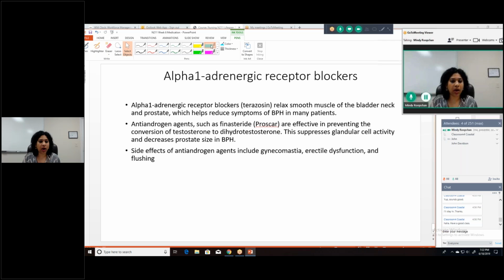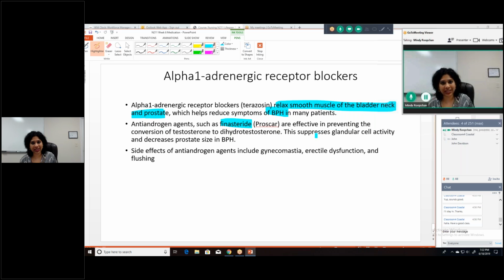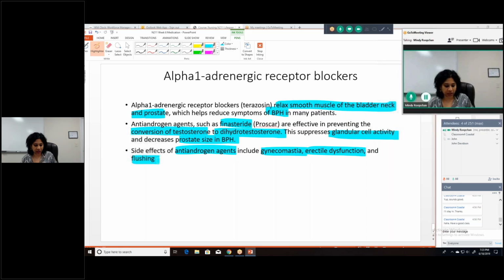And then we have alpha-1 adrenergic receptor blockers. So terazosin, for example, relaxes smooth muscles of the bladder neck and the prostate, which reduces symptoms of BPH. We also have finasteride, which is your Proscar. You're not going to see brand names on your exam. You're only going to see generic names. This is effective in preventing conversion of testosterone to dihydrotestosterone. This suppresses glandular activity and decreases your prostate size. And then side effects of the anti-androgen agents include gynecomastia, erectile dysfunction, and even flushing.